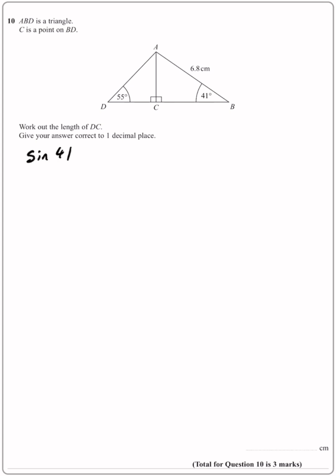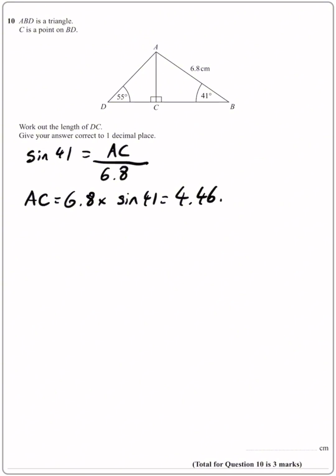Question number 10. Sine of 41 will be the opposite over the hypotenuse, so sine of 41 will be AC over 6.8. Multiply both sides by 6.8, we can work out that AC is 6.8 times sine of 41, which is 4.46, etc.